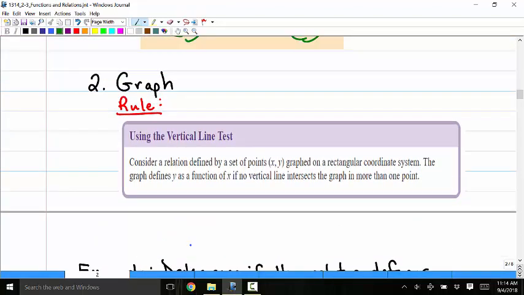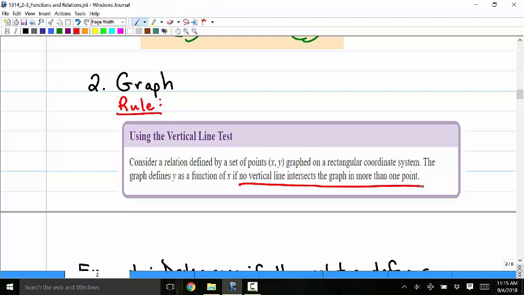Okay, for a graph. What if you're given a graph and asked, is this graph a function? You're going to look at the vertical line test. And the vertical line test says this. Consider a relation defined by a set of points graphed on a rectangular coordinate system. The graph defines y as a function of x if no vertical line intersects the graph in more than one point. That's the important part. No vertical line intersects the graph in more than one point.